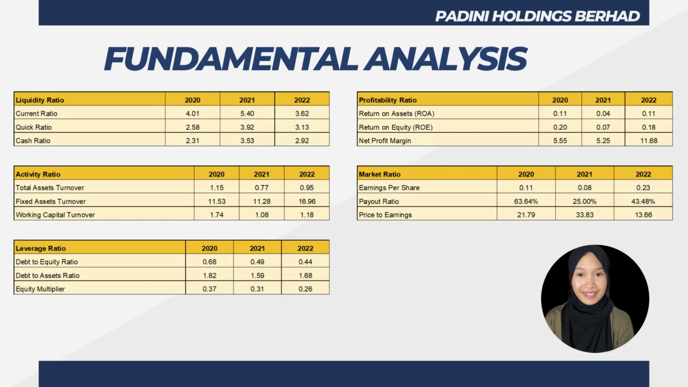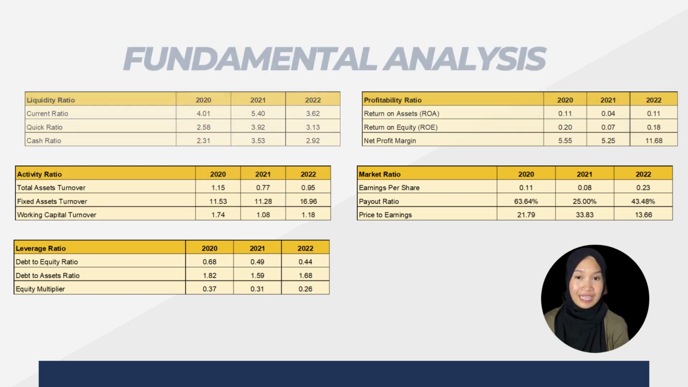Next is fundamental analysis. There are 5 ratios, which are liquidity, activity, leverage, profitability, and market ratio. For the liquidity ratio, most of the ratios increased in 2020-2021 and decreased in 2022 due to the impact of COVID-19. Meanwhile, the activity ratio, leverage ratio, profitability ratio, and market ratio mostly illustrate a decline from 2020 until 2021 and start to increase in the next year.